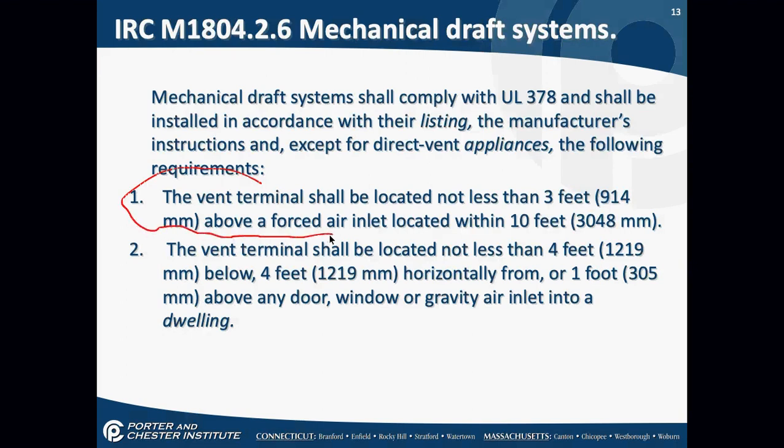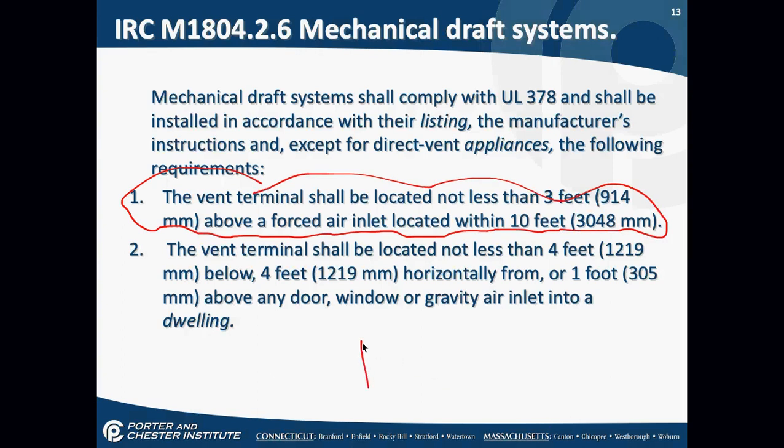Again, remember I talked about power venters. They vent out through basement walls. They don't require a chimney. The vent terminal, which is the end of the vent, where all the gas comes out, has to be not less than 3 feet away from any forced air inlet. Has to be 3 feet above a forced air inlet located within 10 feet.